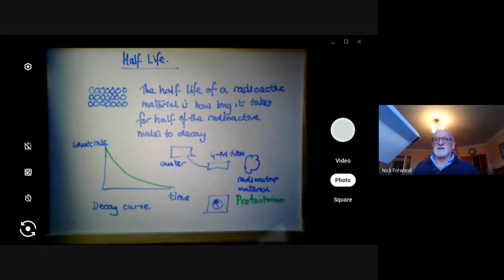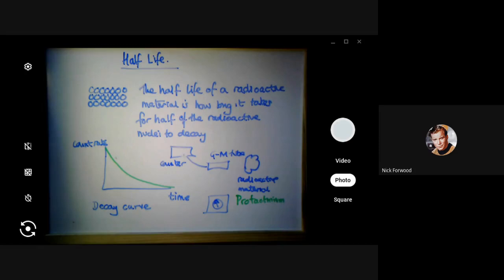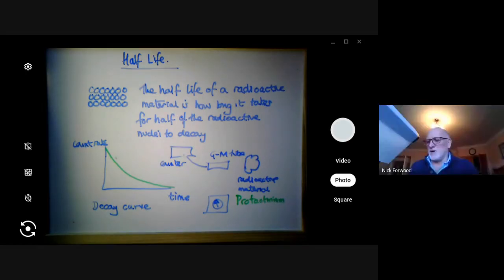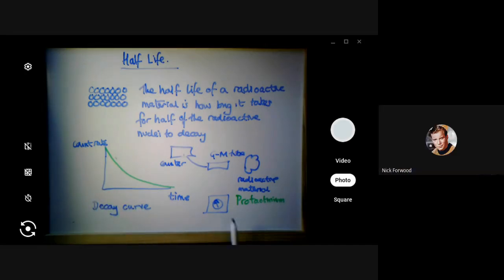Protactinium is an element in the periodic table, and it's got a half-life that's probably round about 70 seconds or so. So every 70 seconds, you'd expect the count rate to have gone down by half. But what we could do is take a reading every 10 seconds or every 30 seconds and record that information and plot this graph. And this is what you're going to do. So I'm going to show you a little video. I'm going to provide a link where you can actually see this happening.